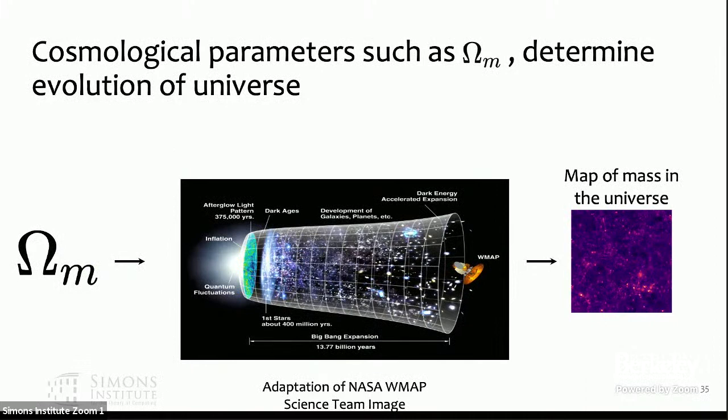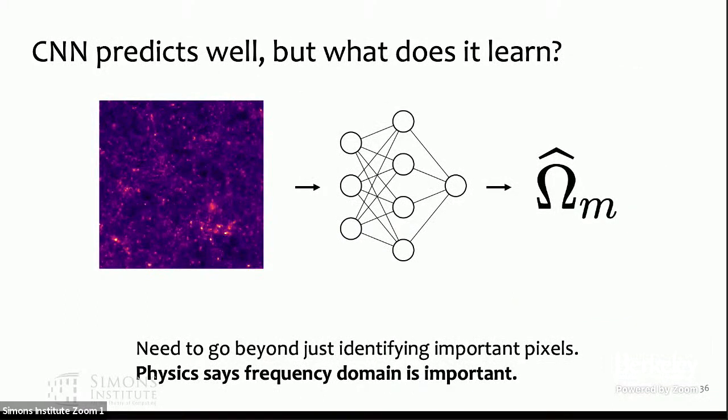So they have this fundamental parameter, something called omega m. It's about the beginning mass of the universe. And they do forward simulation, and the purple image on the right is from the simulation that's supposed to be the map of mass in the universe. And can you recover omega m using machine learning methods? It turns out that a convolutional network works really well.